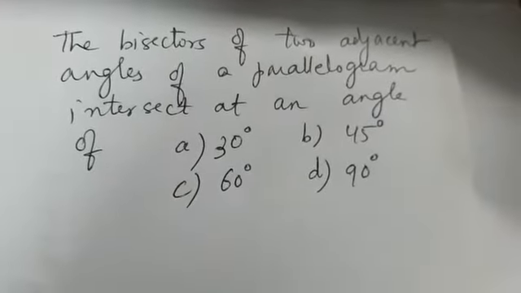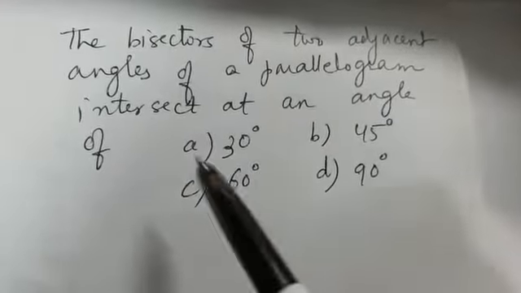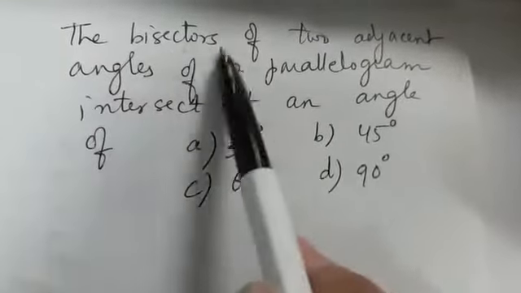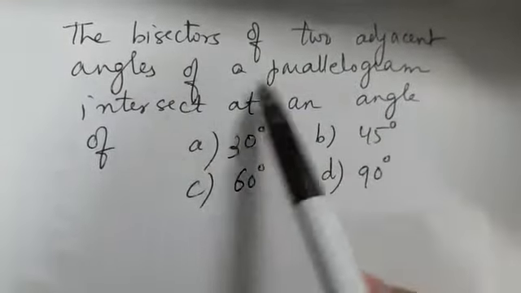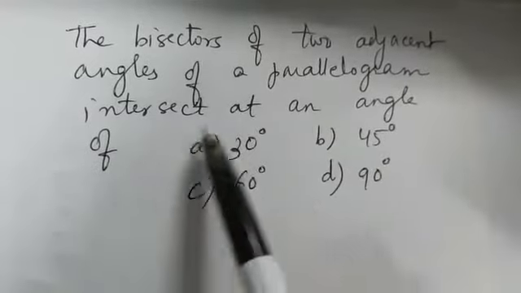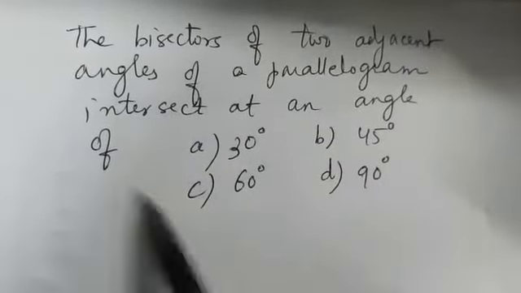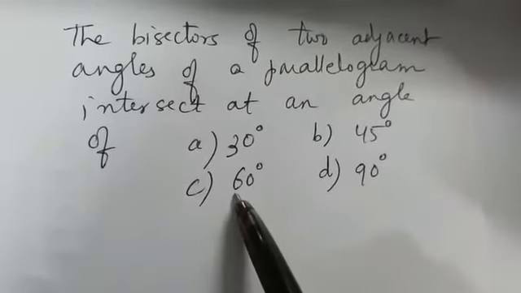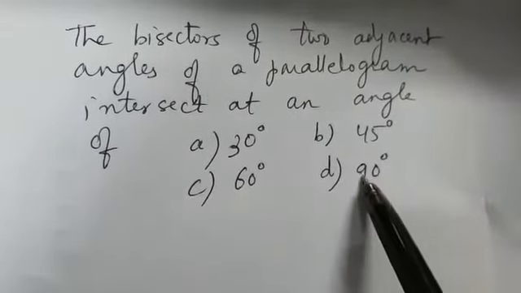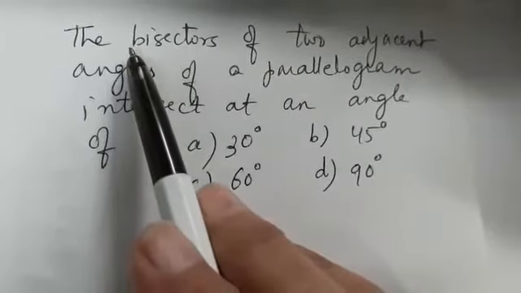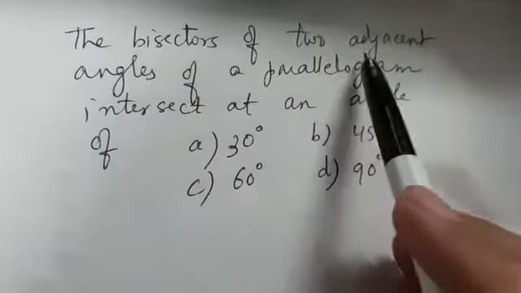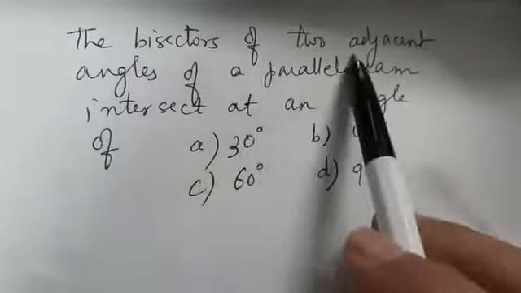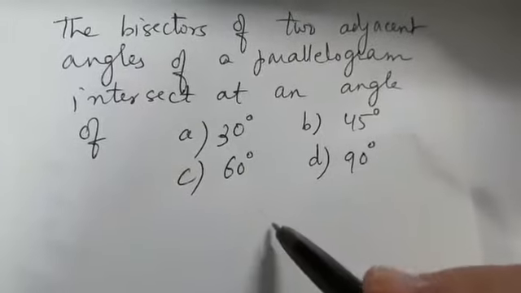Okay, let us now discuss another interesting question from the paper. It says the bisectors of the adjacent angles of a parallelogram intersect at an angle of, you are given four choices: 30 degrees, 45 degrees, 60 degrees, and 90 degrees. So, first of all, we will try to make the figure: the bisectors of the adjacent angles of a parallelogram.